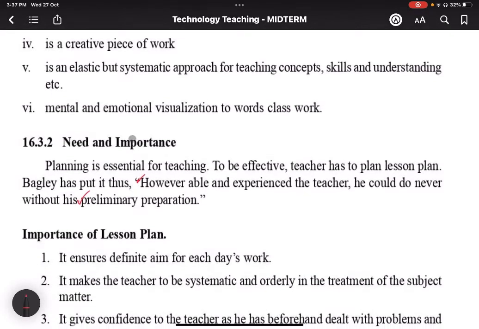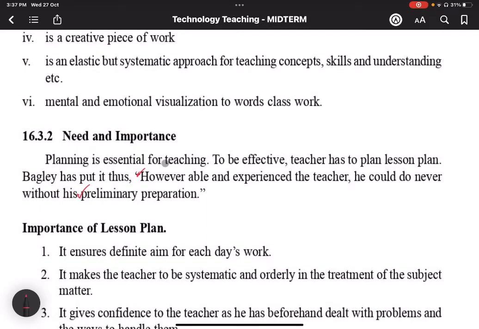Ano yung need and importance? Okay, it is essential for teaching. Bakit daw? Teacher has to plan a lesson, yes. Ilang ulit na natin nabanggit yan. Teacher has to plan a lesson. But Bagley defined it as however able and experienced the teacher, he could do never without his preliminary preparation. Yan. Kahit gaano kagaling na teacher, wala kang lesson plan, hindi ka magaling na teacher.